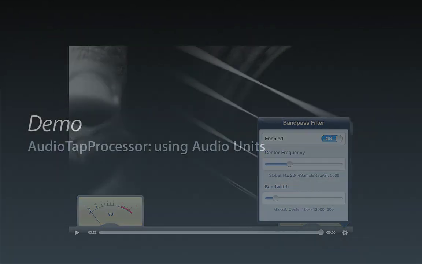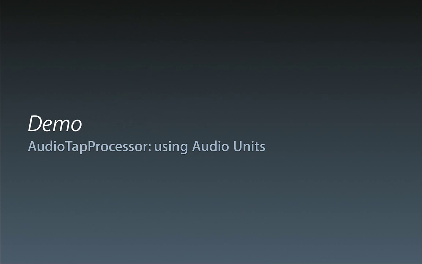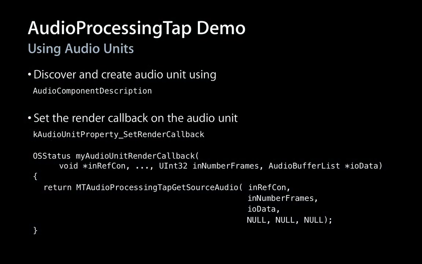Okay, so how easy is it for you to use a Core Audio unit with the MTAudioProcessingTap? It's really quite simple. The two technologies were made to work together. To create an audio unit, you fill out an audio component description. Once you've discovered and created this unit, you configure the render callback.